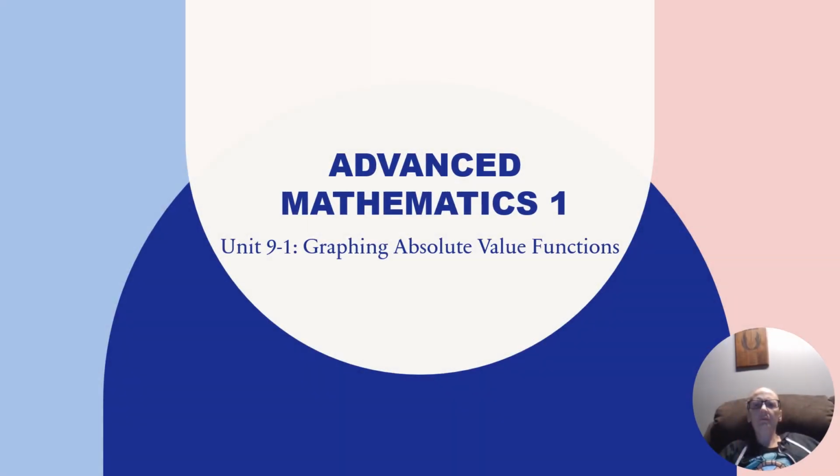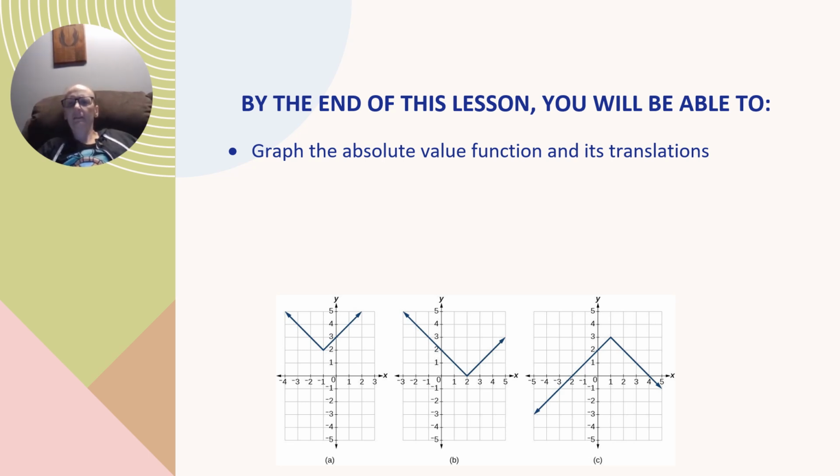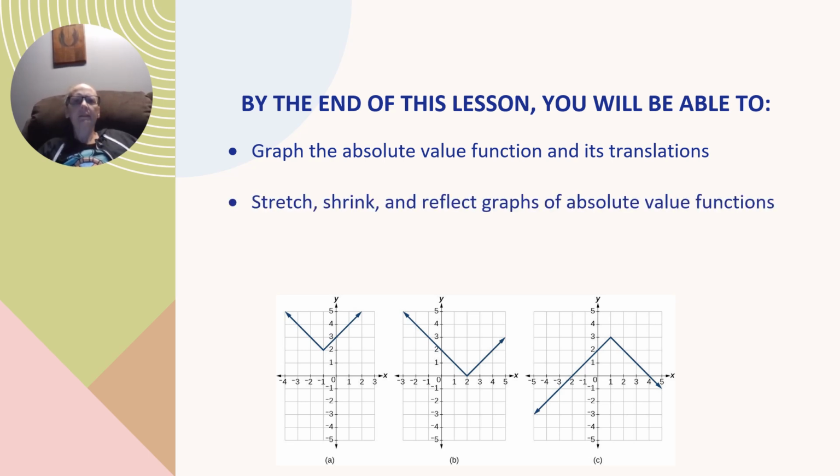Hello and welcome to Advanced Mathematics 1, Unit 9, Part 1, Graphing Absolute Value Functions. By the end of this lesson, you will be able to do the following. Graph the absolute value function and its translations. That means shifting it up or down or left or right. Stretch, shrink, and reflect graphs of absolute value functions.